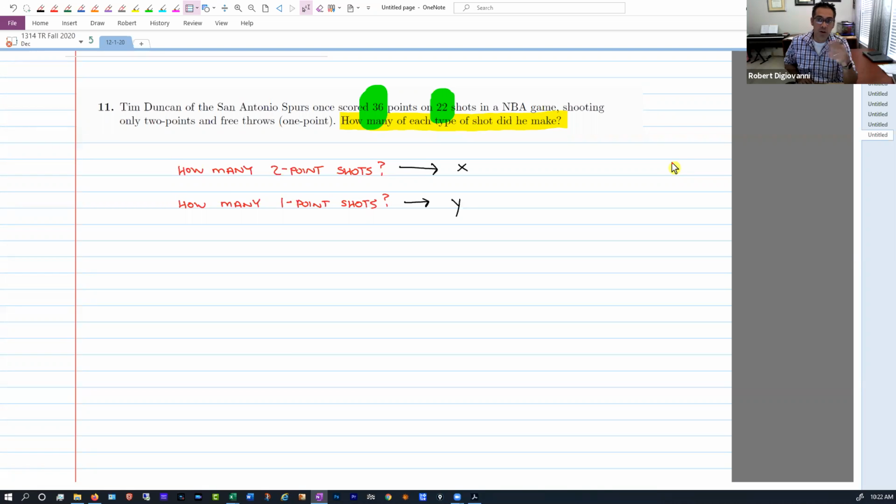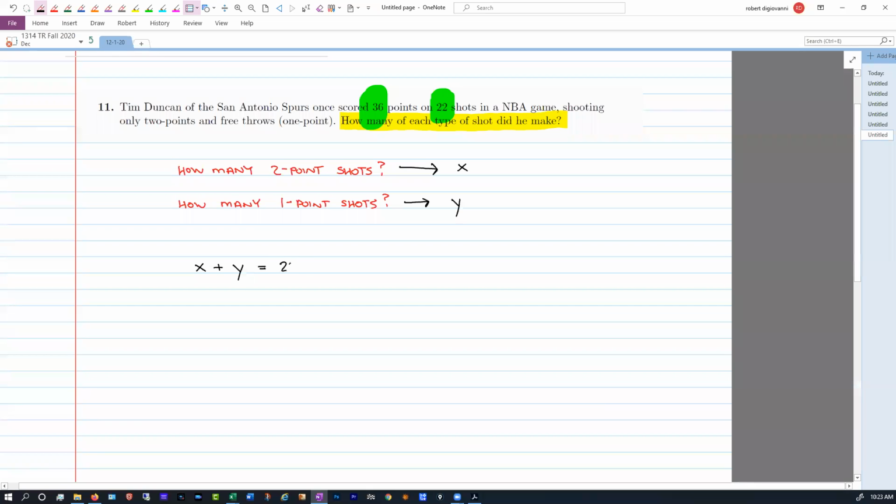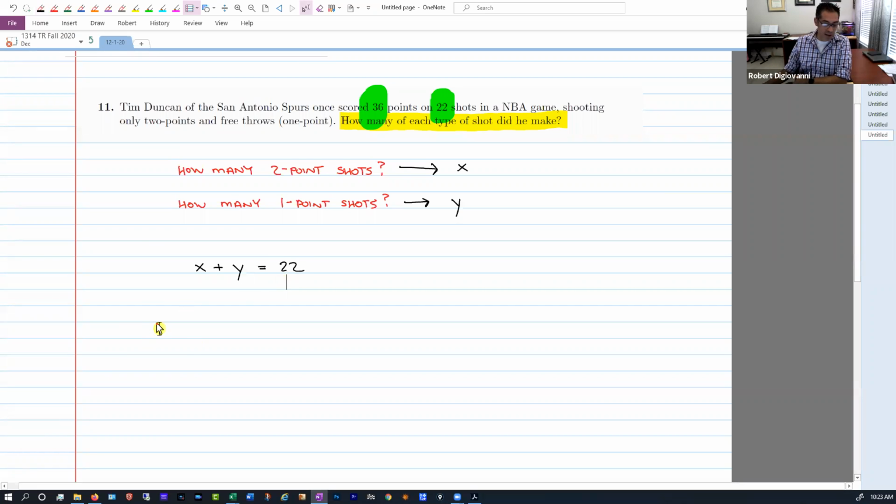How many 1-point shots did he take? Well, we don't know, but we're calling it Y. But shouldn't the number of 2-point shots he took and the number of 1-point shots he took add up to what number? How many shots did he take? 22. He took 22 shots. So look at that equation and see if this makes sense. The number of 2-point shots he took, X, plus the number of 1-point shots he took, Y, should be equal to the total number of shots that he took, which is 22. You all agree with that?